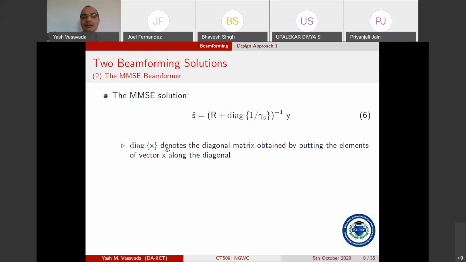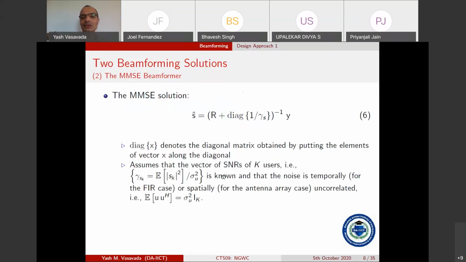This terminology is very commonly used in the literature. It denotes a diagonal matrix. And the elements along the diagonal are given by what is inside this curly bracket. Here I'm saying that the elements along the diagonal are the signal to noise ratio of these different users. How do I define signal to noise ratio for the kth user? I just take the power of the kth user and divide it by sigma square u. What is sigma square u? It is u Hermitian matrix, which is assumed to be a scaled identity matrix, and the scaling term is sigma square u.